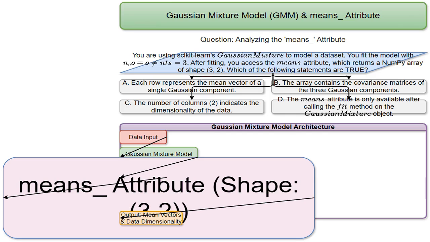The shape, (3, 2), tells us that we have 3 separate mean vectors, each with 2 values. This implies that each Gaussian distribution in the model describes data with 2 features or dimensions. For instance, it could be height and weight, or maybe temperature and pressure. So, each row represents a group's average height and weight, or average temperature and pressure.